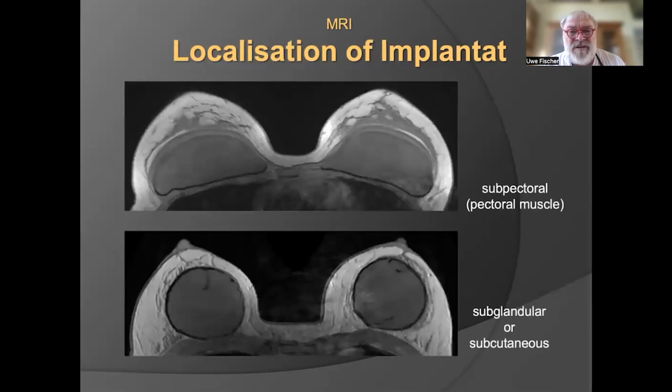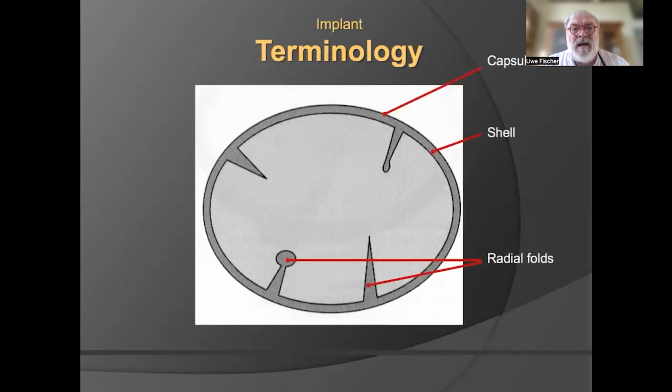The localization, usually the implant will be localized within back in the muscle, the pectoral muscle. So this is a subpectoral localization of the implant. Sometimes you will find a subglandular or subcutaneous positioning of the implants. This is up to the surgeon. How about the terminology of the implants?